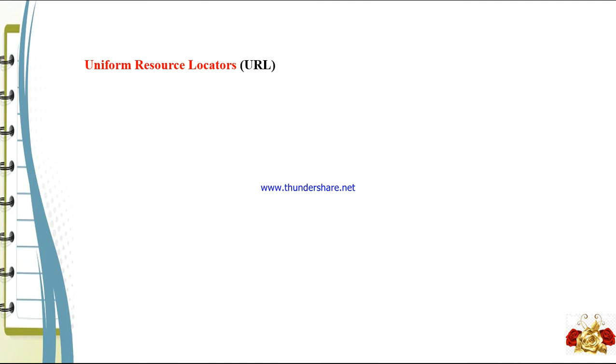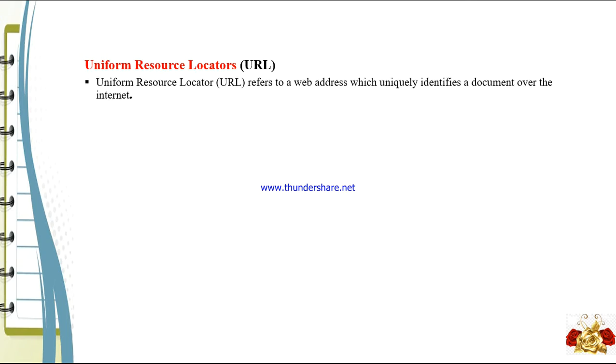Next is the content of the browser, that is the URL, an address. Suppose we are searching for any website, any material, documents, or data collection. You first need the address. That is the website address, called the uniform resource locator. The uniform resource locator is referred to as the web address, which uniquely identifies a document over the internet.